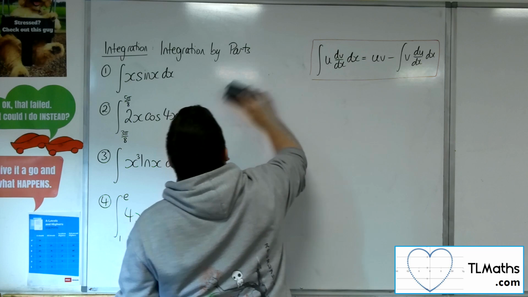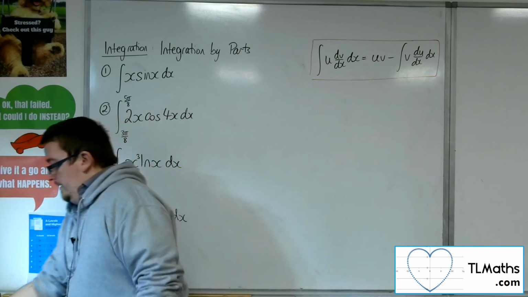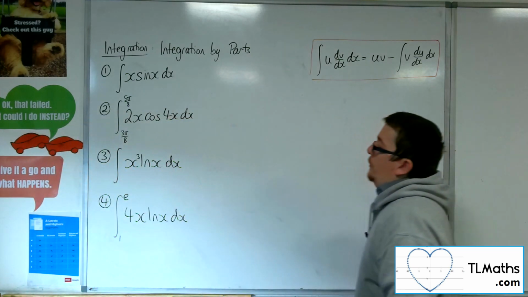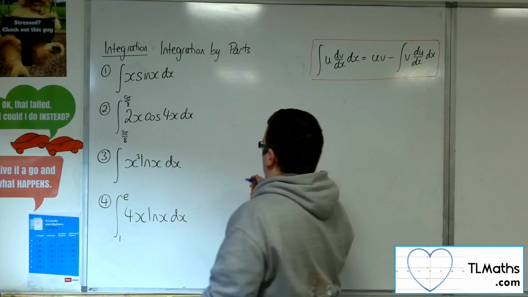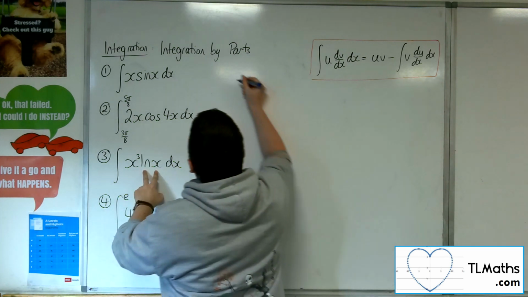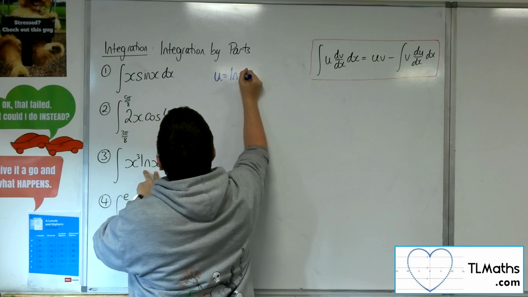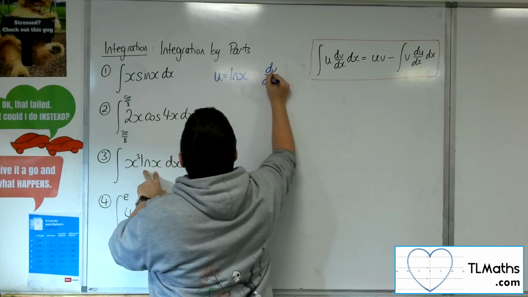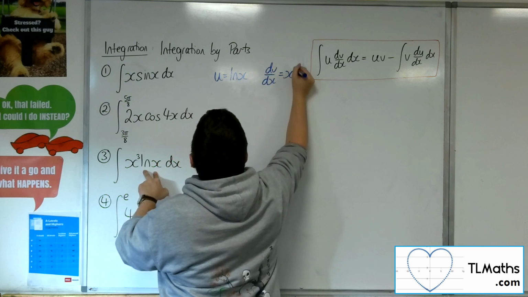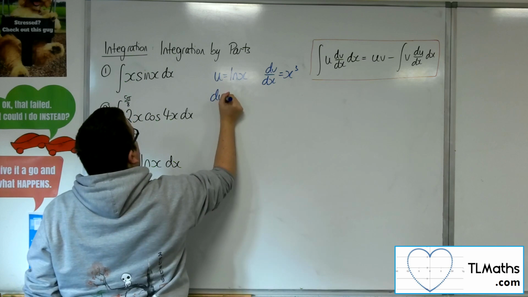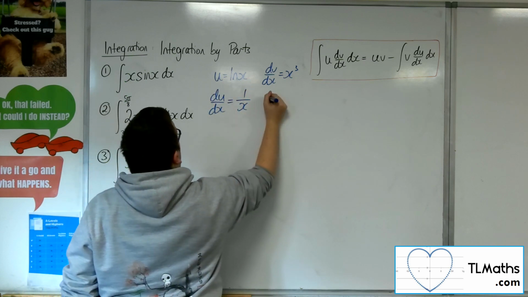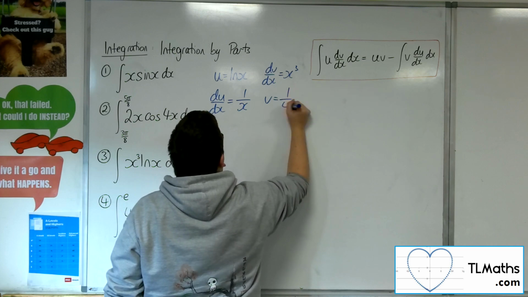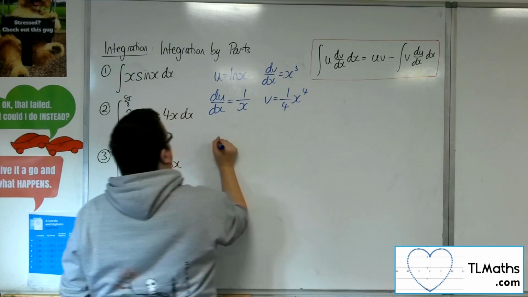Right. So that's number two. Let's have a look at number three. So we've got the integral of x cubed log of x dx. So LATE would put the log x as the u and the dv by dx as the x cubed. So du by dx, differentiating log will get me 1 over x. Integrating x cubed is 1/4 x to the 4.